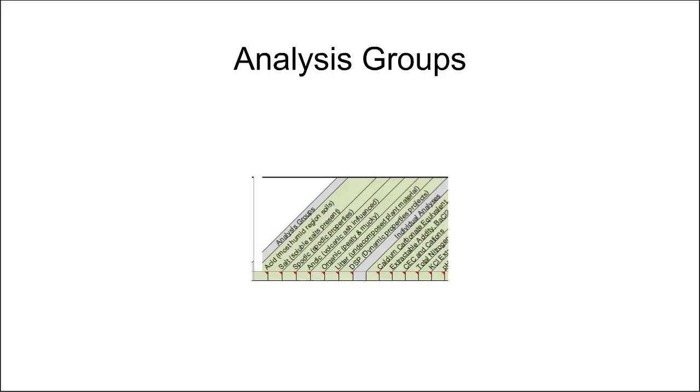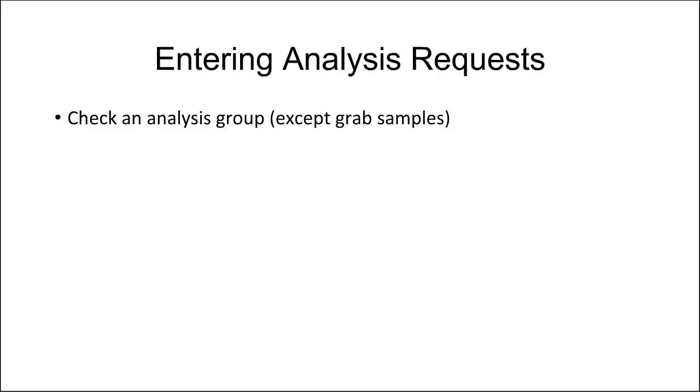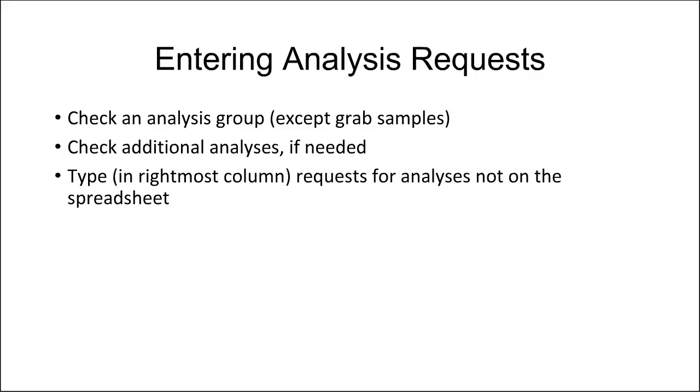And there are some analyses that are not on this sheet that are required for us to run the samples through the lab. So they live in the background, and if you check one of these, I will mirror your check mark into the lab analysis system, and that will keep things synchronized there. So the general procedure is on a layer-by-layer basis: check an analysis group, unless you have grab samples that you only want a couple of analyses on. Check any additional analyses that you want. And if there are some that are not on this sheet that you know you need, type them over in the rightmost column of the spreadsheet.